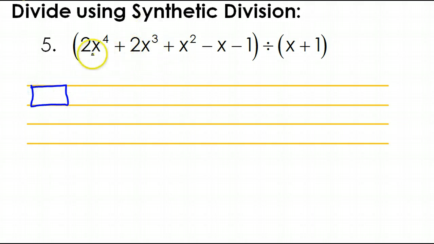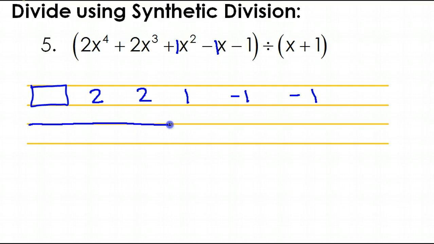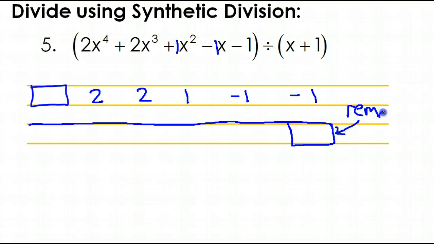Now, on the same line as the box, you're going to just put the coefficients of this polynomial. So I've got 2, 2, this is a 1, this is a negative 1, and then negative 1 itself counts. So let's just write all those down. So I've got 2, 2, 1, negative 1, and negative 1. I've written all the coefficients. You're going to draw another line right here, so you're sort of skipping a line. And then in this last column, put another box. That's going to be your remainder. Should put a little note. This will be your remainder.